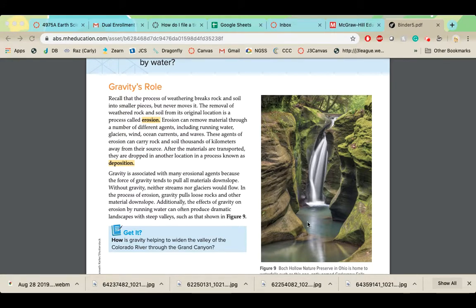So erosion moves with gravity. That's the force that's moving this water along. This water is going from higher points to lower points. So gravity always moves it along.